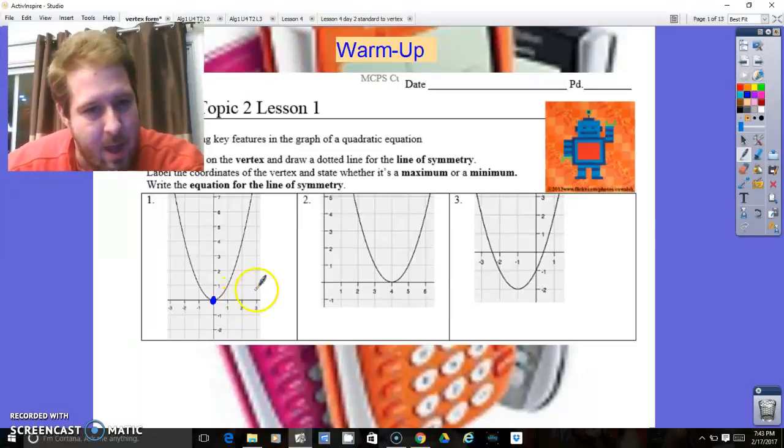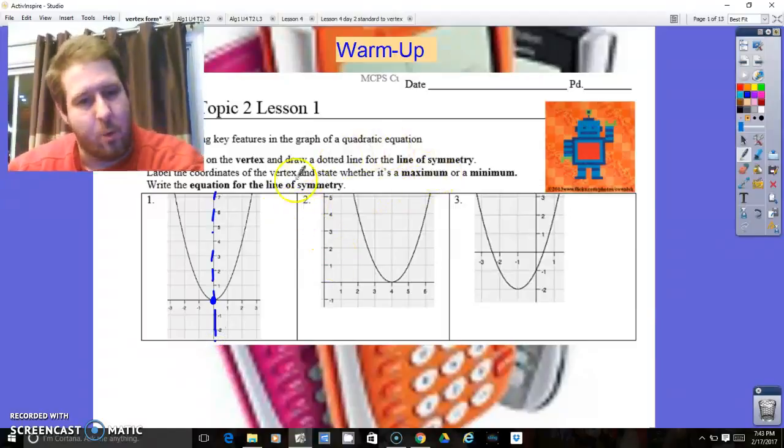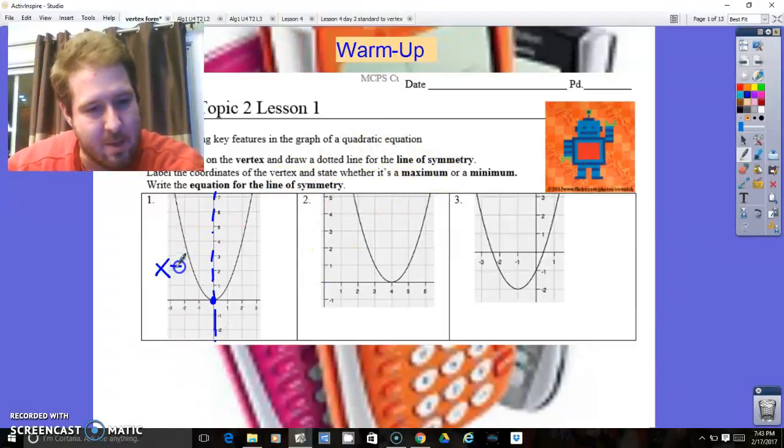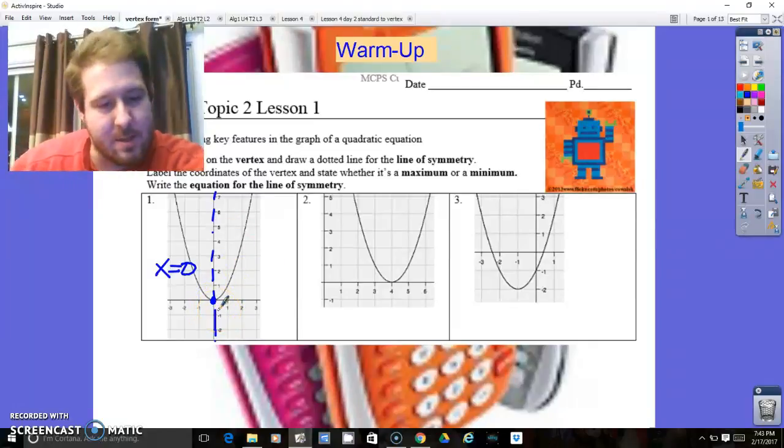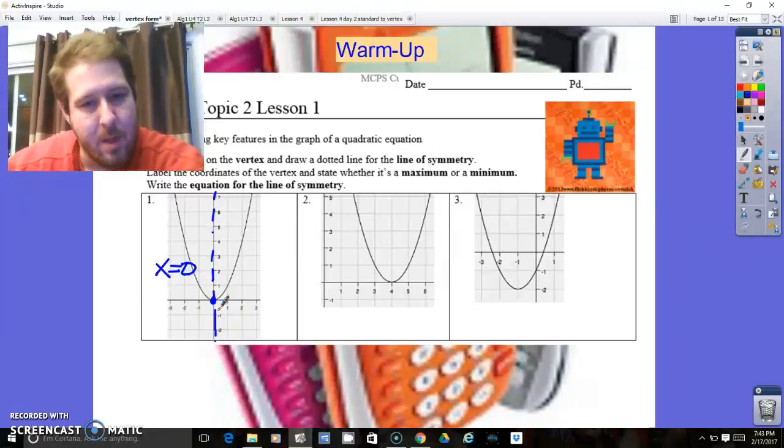It's in the middle. And you know that because if I make a line of symmetry that goes through the middle of the vertex, right there, the equation for that line of symmetry would be x equals 0, because every point on this line of symmetry has an x of 0. All right, so the vertex always is on the line of symmetry because it's always in the middle.